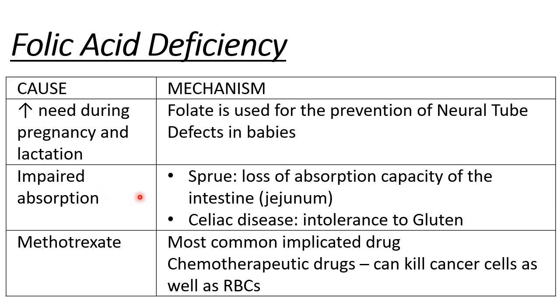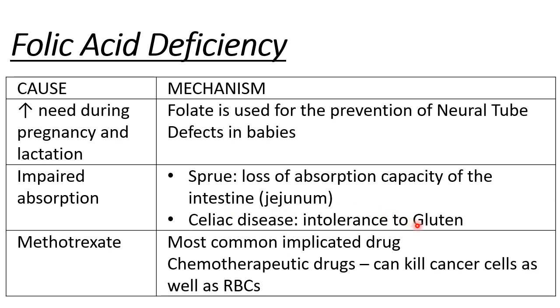And then, another mechanism is that there is an impaired absorption. Okay. Alalahanin natin, no, nasan nga ulit ang site of absorption ng folate? Nasa level of the jejunum. Okay. Pag may problema in the absorption capacity ng jejunum, ang tawag doon is sprue. And meron din tayong impaired absorption, lalo na kapag meron kang gluten intolerance or gluten sensitivity. Ang tawag doon is celiac disease.